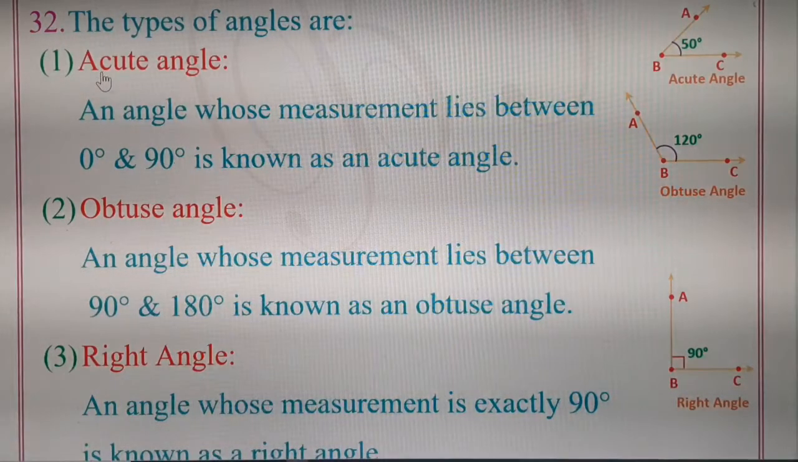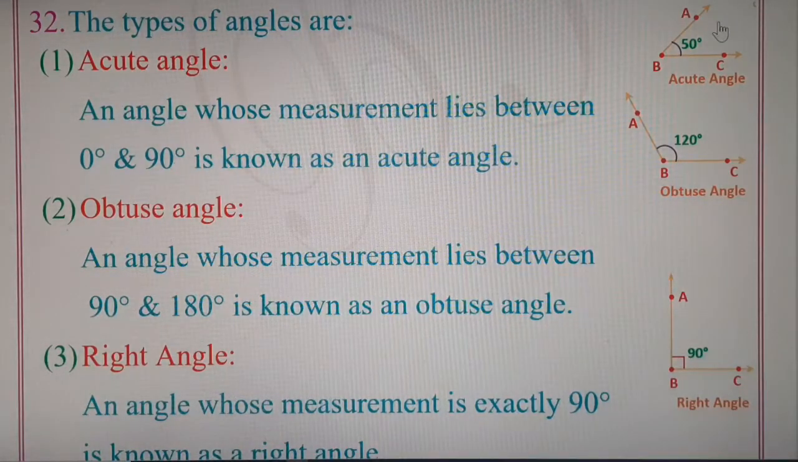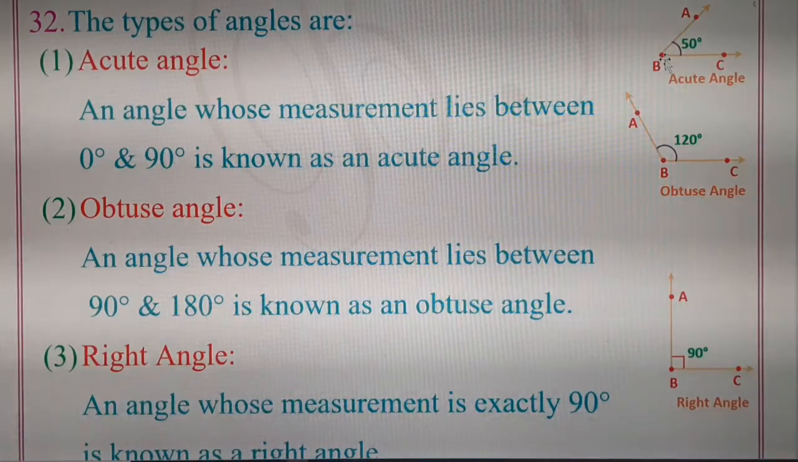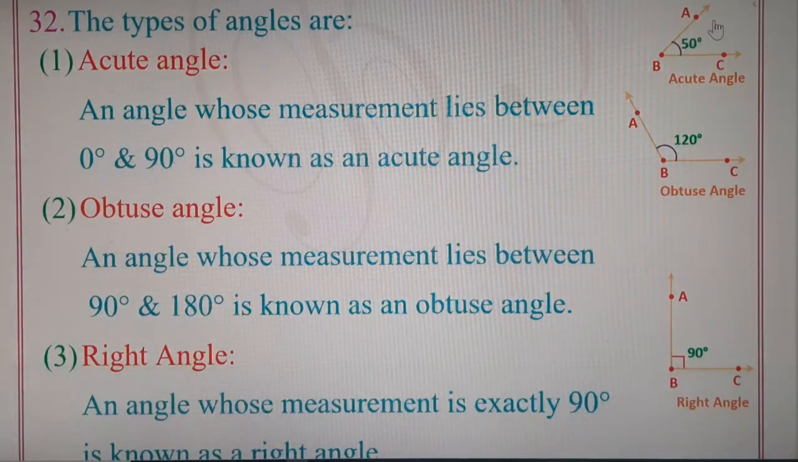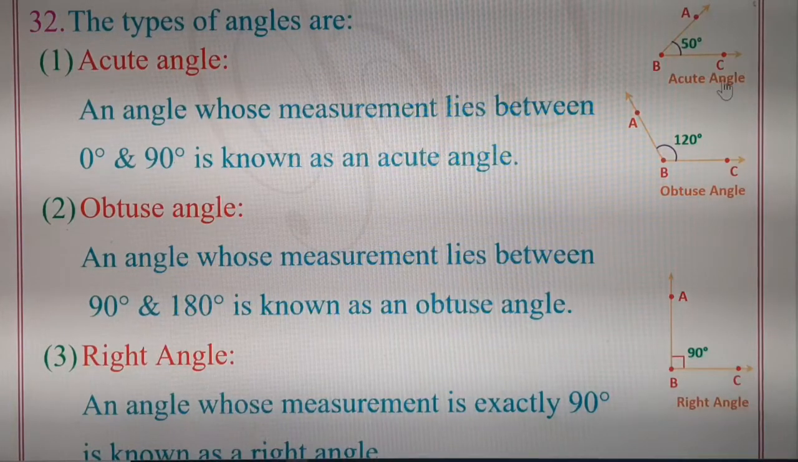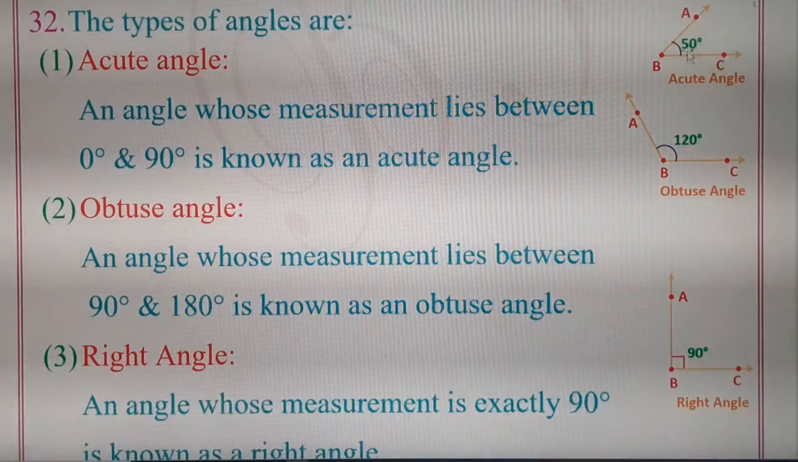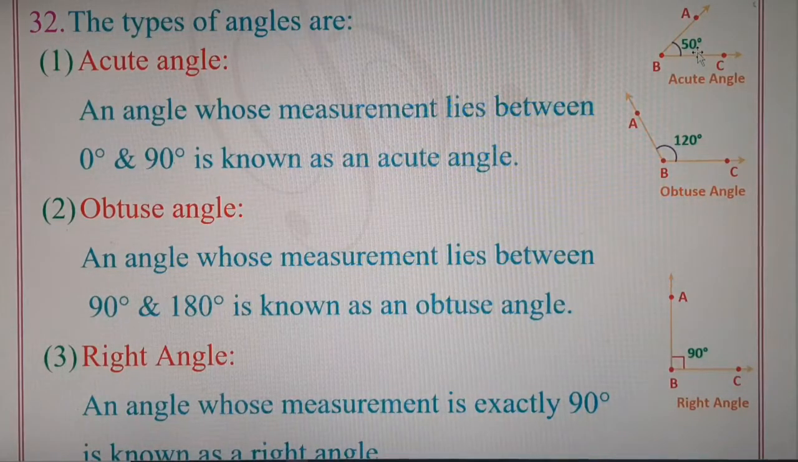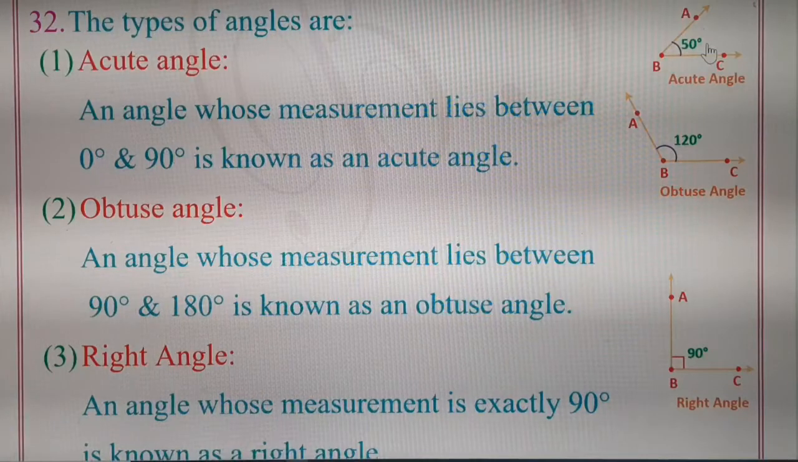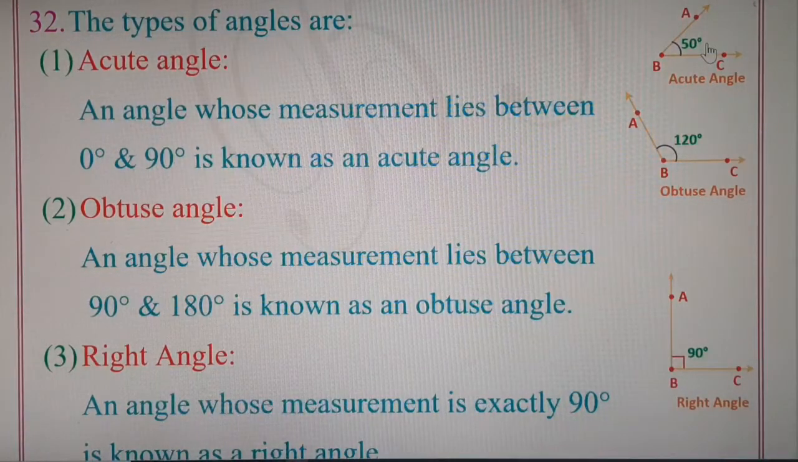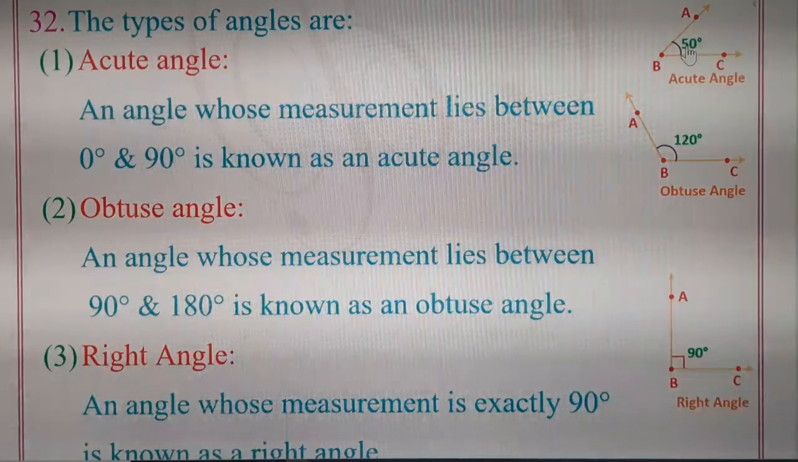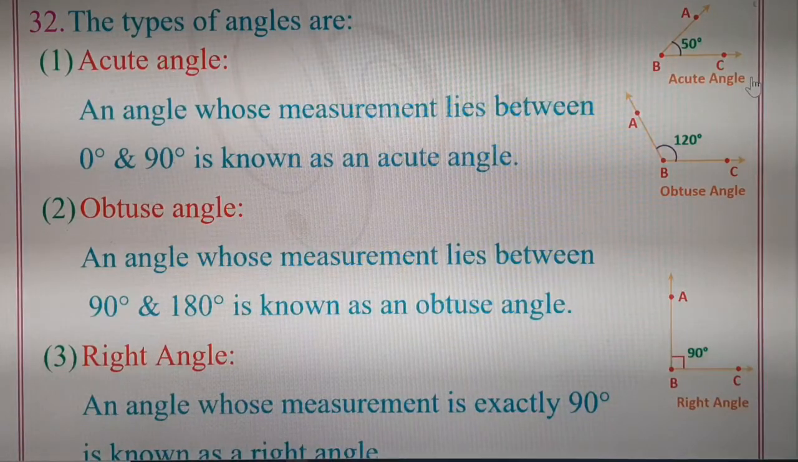Let us go to the first type, acute angle. Here in the diagram, we are having an angle whose measurement is given as 50 degree. And this angle will be an acute angle. Angle ABC is an acute angle. Let us understand the definition. An angle whose measurement lies between 0 degree and 90 degree is known as an acute angle. So any angle which has a measurement less than 90 degree is known as an acute angle. Any angle which has the degree measurement between 0 and 90 degree is known as an acute angle.